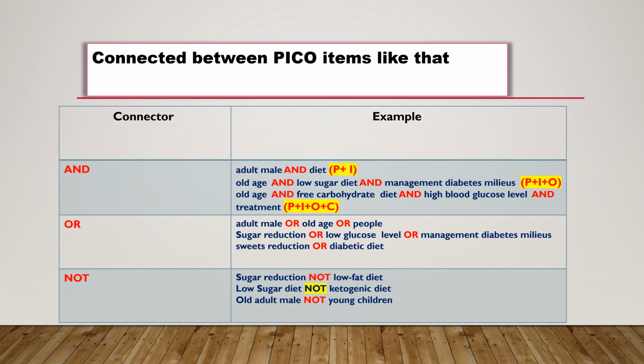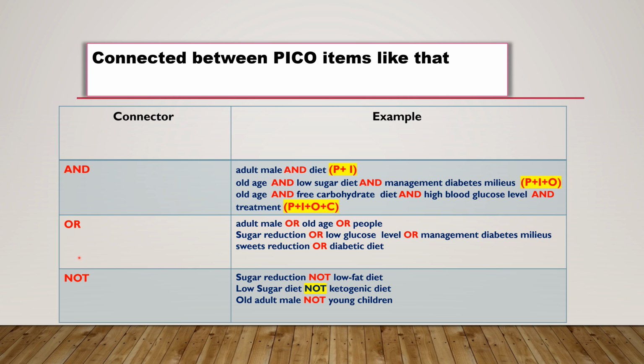This table shows how to use the connectors AND, OR, NOT. AND looks for the intersection of two or more sets and is used for combining major concepts in a search, like this: adult male and diet, connecting between P and I. All age and low sugar diet and management diabetes mellitus, connecting between P and I and O. All age and free carbohydrate diet and high blood glucose level, connecting between several concepts of PICO.